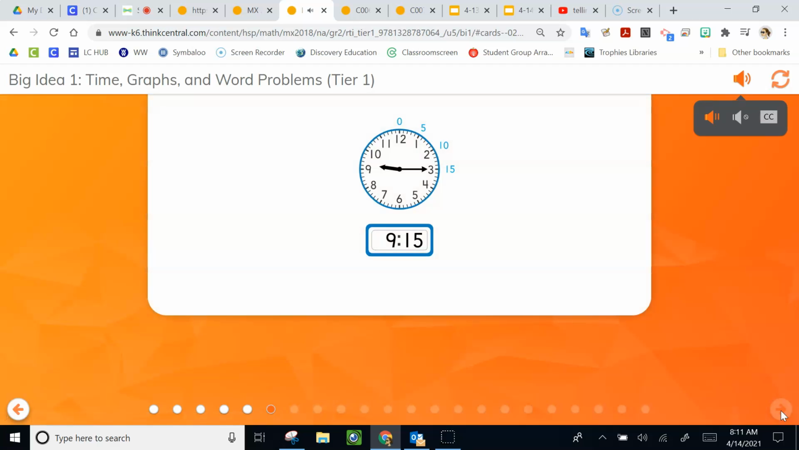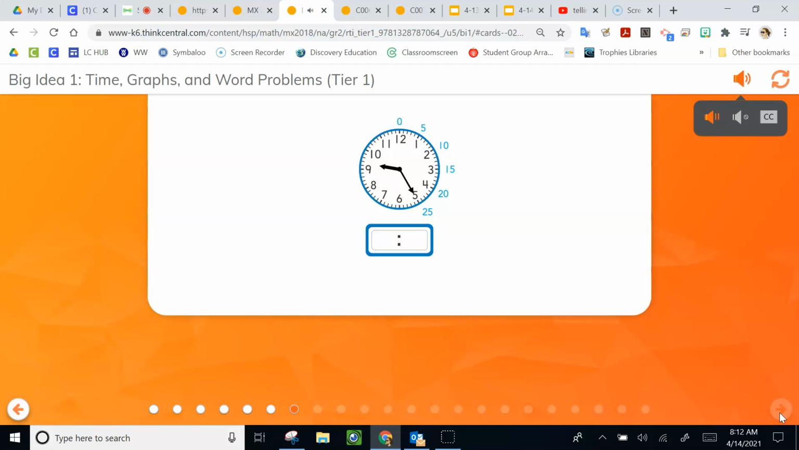When the minute hand points to 3, it is 15 minutes after 9 or 9:15. What time will it be when the minute hand points to 4? Tap or click the clock to check your answer. When the minute hand points to 4, it will be 20 minutes after 9 or 9:20. 5 more minutes passed.